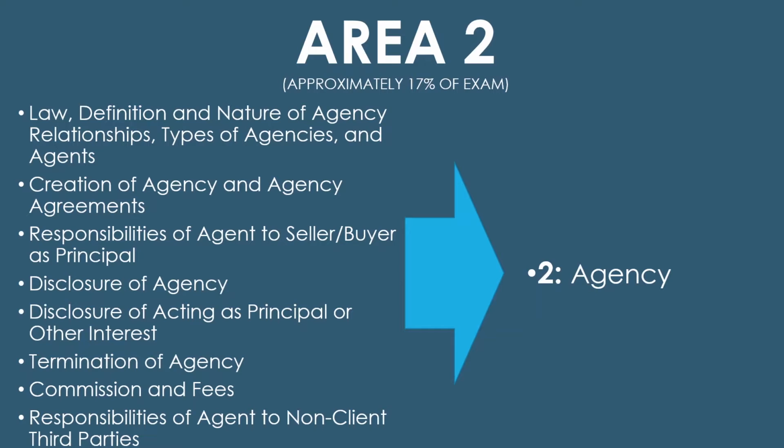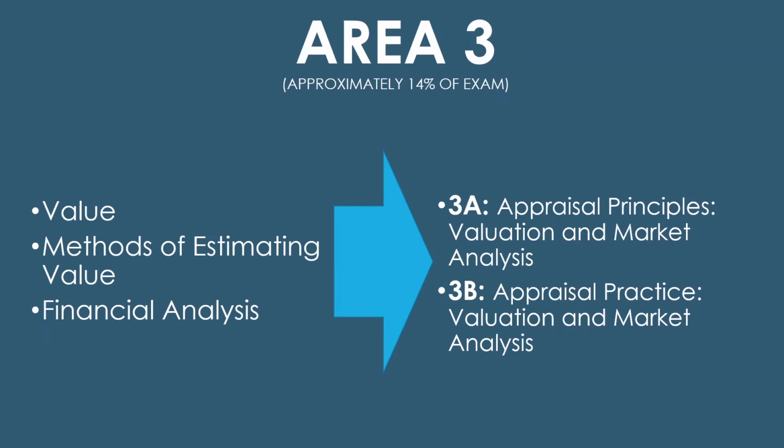Area 3 is appraisal. So it's broken down into value, methods of estimating value, and the financial analysis. We then push this into 2 sub areas, 3A and 3B. So appraisal principles and then the actual practice of the appraisal. So it's talking about the principles of understanding how we come up with value, but also practice of our approaches that appraisers use when estimating value and giving their opinion of value. So that's 14% of the exam.